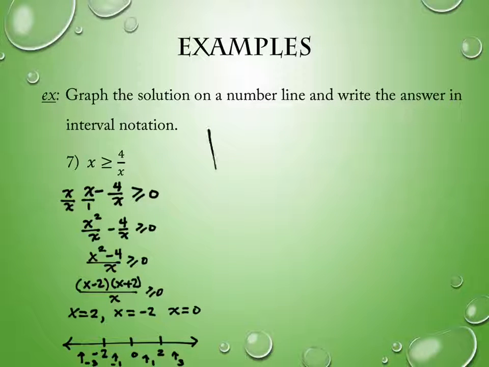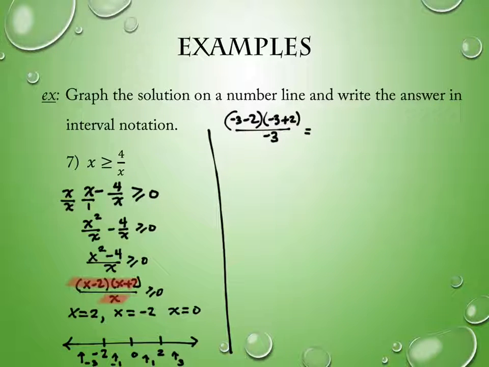So in testing these intervals, we would plug each of those in, and again, it's kind of our choice where we plug it in, but my favorite place would be here because it's in factored form and I only have to worry about the signs. So if I plug in negative 3, I have negative 3 minus 2 times negative 3 plus 2 over negative 3. Negative 3 minus 2 is negative. Negative 3 plus 2 is also negative. And on the bottom, I have a negative. So negative times a negative on top gives me positive, and a positive divided by a negative would be a negative. So the first interval is negative.